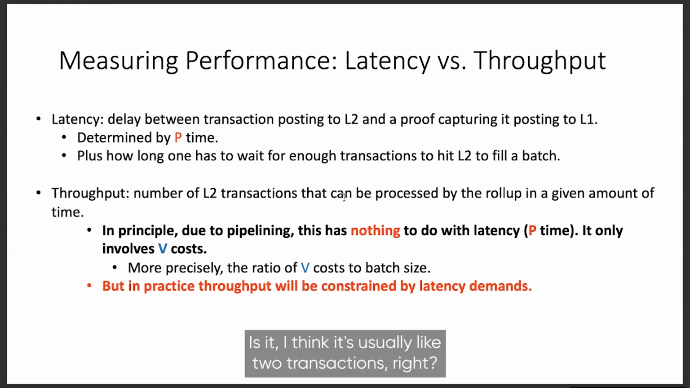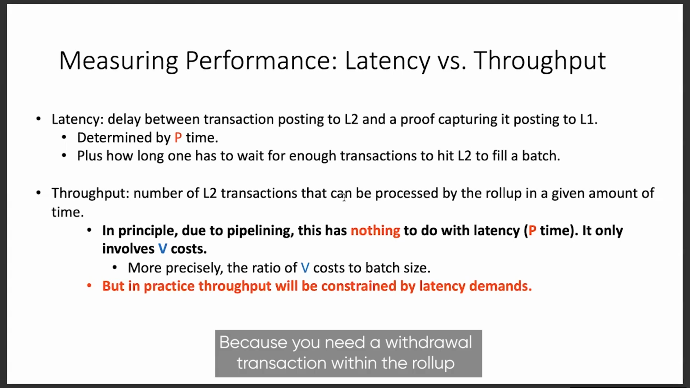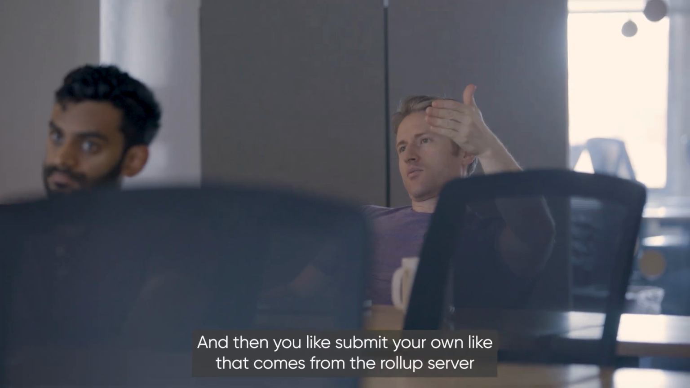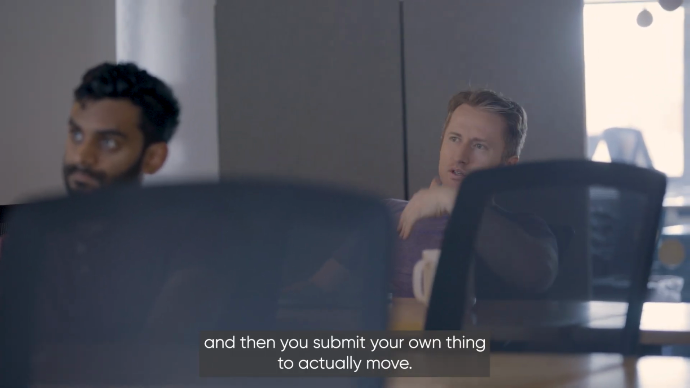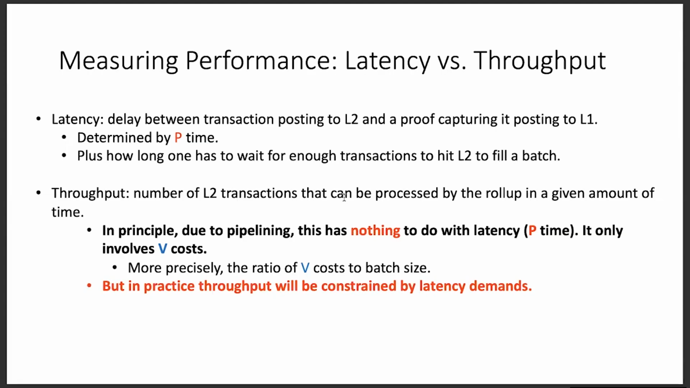Because I think it's usually two transactions, right? You need a withdrawal transaction within the rollup, and then you submit your own thing to actually pull the funds from the smart contract of the rollup to your wallet. Yeah, I think that's how it works.